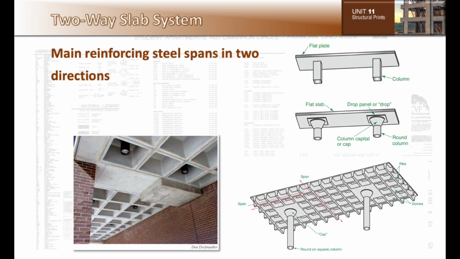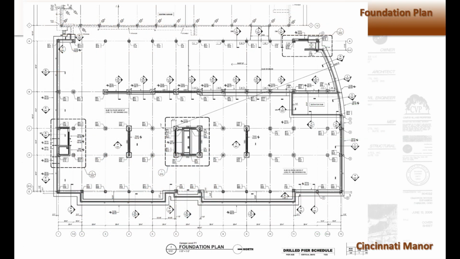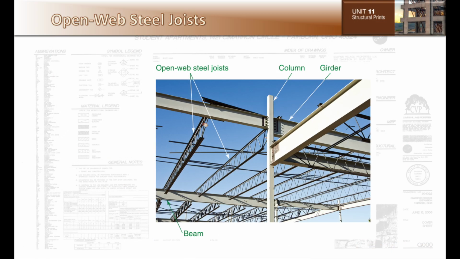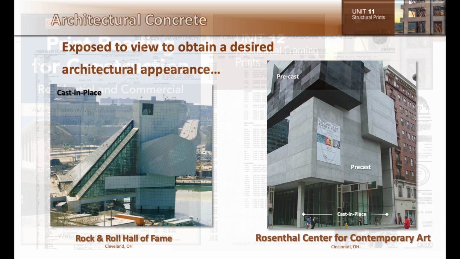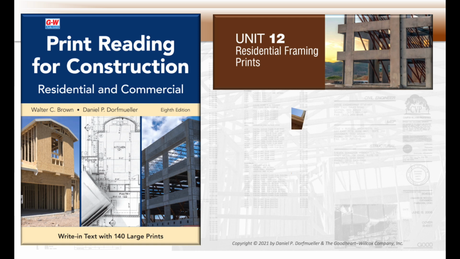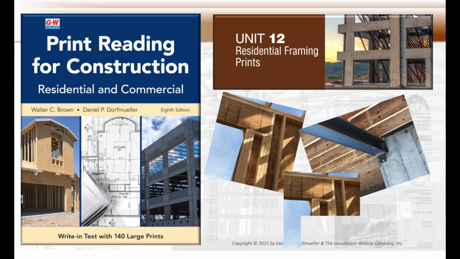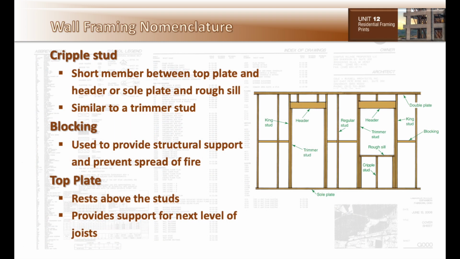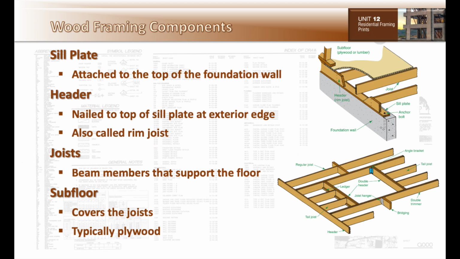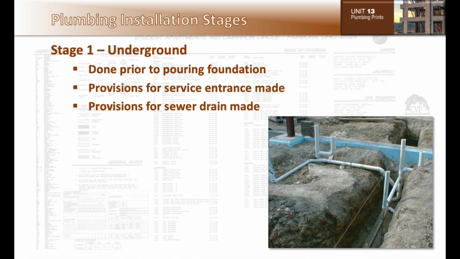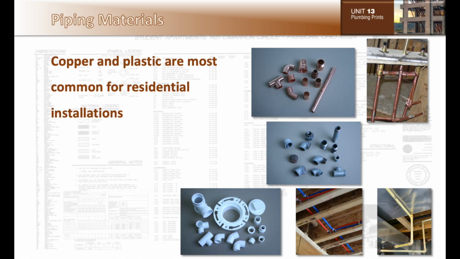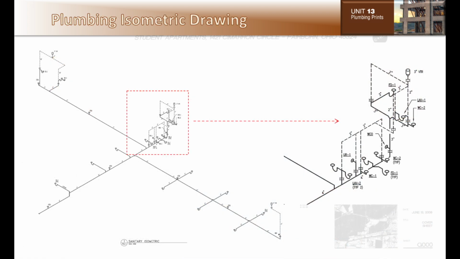The structural set, which also includes the foundation drawings, is usually a major part of the construction documents. We also take a look at architectural concrete. Unit 12 is dedicated to residential and light commercial framing prints. We look at types of wall framing, floor framing, and roof framing. Unit 13 is plumbing prints. We look at the stages of plumbing, plumbing systems, and how plumbing is indicated on drawings.